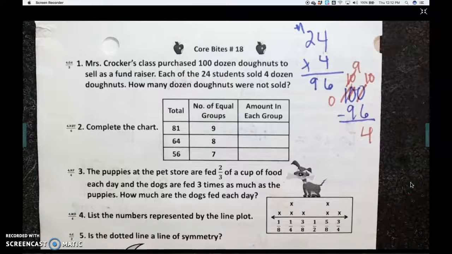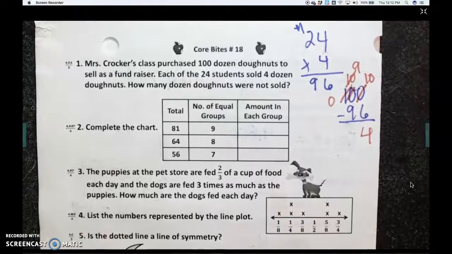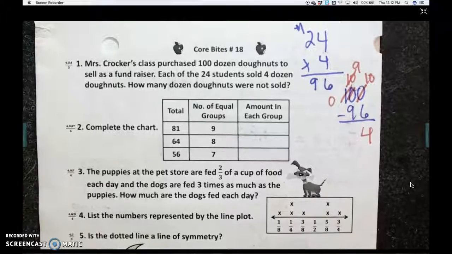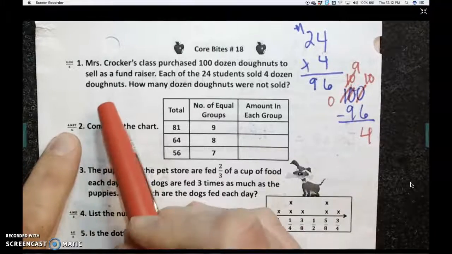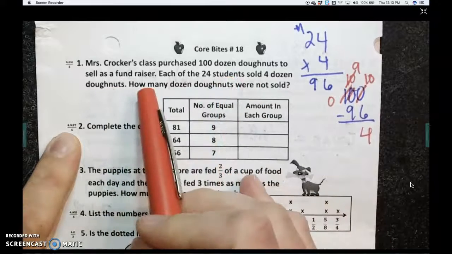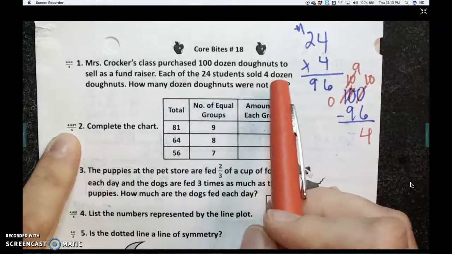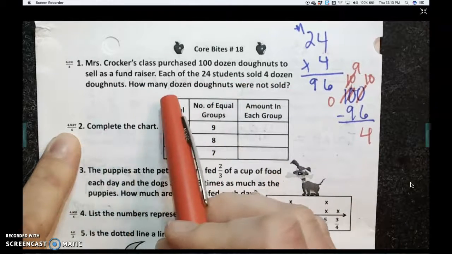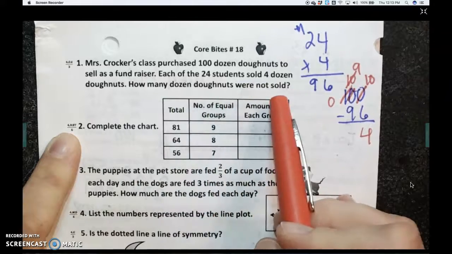Okay guys, this is your Core Bites number 18, so just make sure you go through, make your corrections, and make your changes on your paper. So the first one says, Mrs. Crocker's class purchased 100 dozen donuts to sell as a fundraiser. Each of the 24 students sold 4 dozen donuts. How many dozens of donuts were not sold?